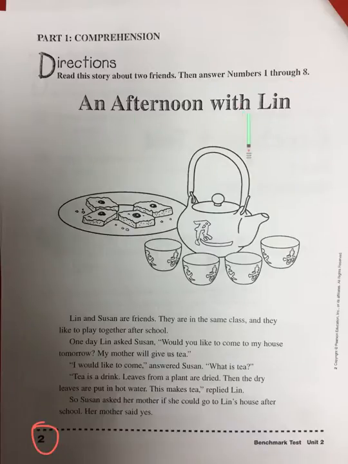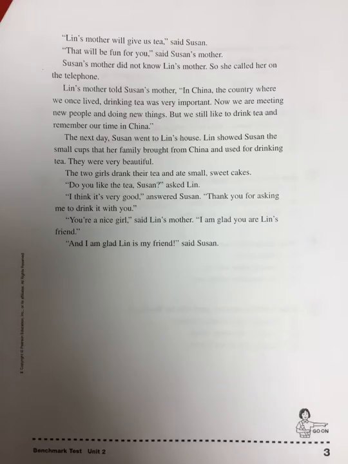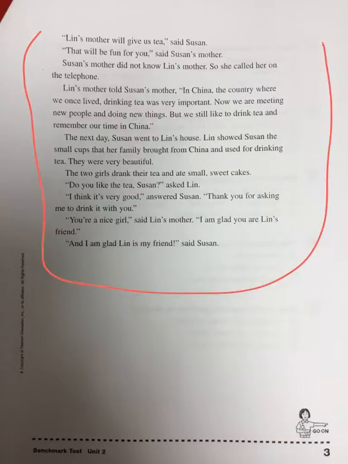An Afternoon with Lynn. Lynn and Susan are the two characters in this story. You need to read this on your own, so I know that you can understand what you read by yourself or independently. There's this page, and then you're going to flip it to page 3, and you're going to read this part as well. So there's 2 parts to this story, 2 pages. Don't forget to read this.